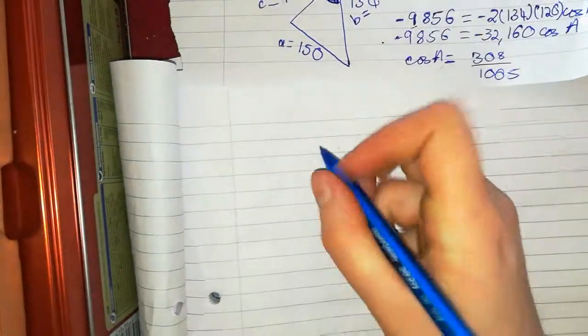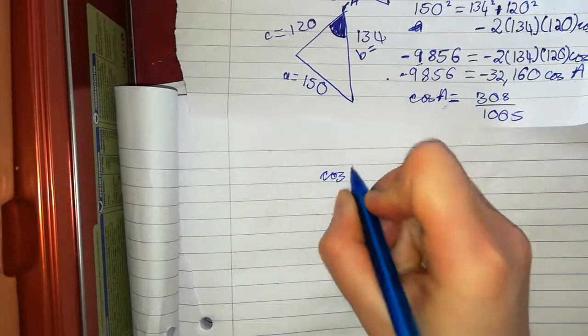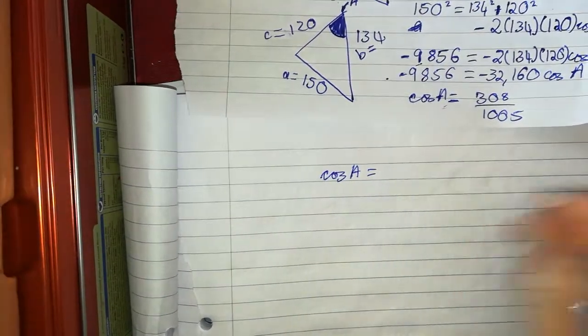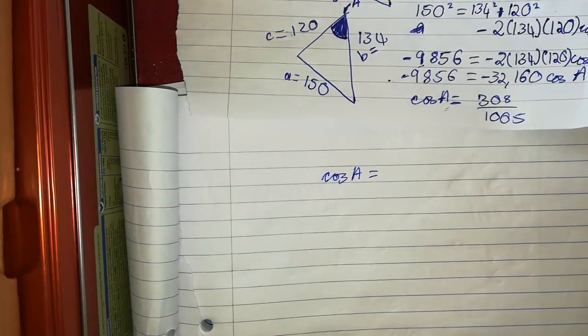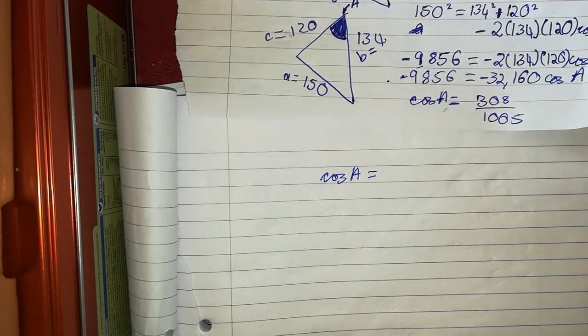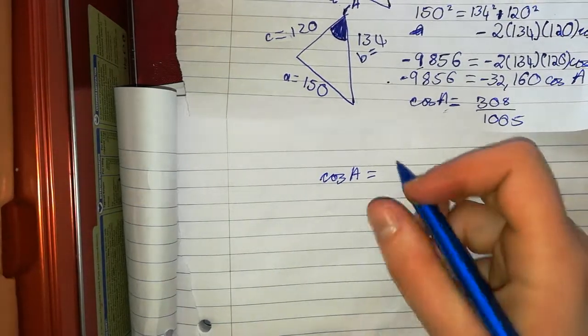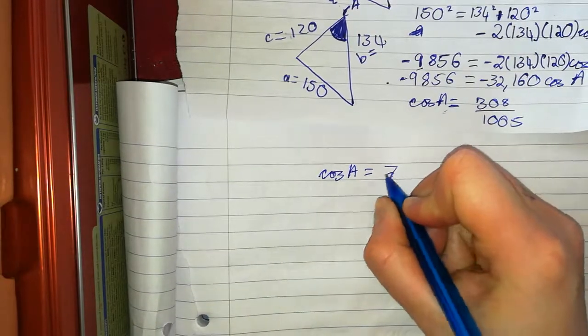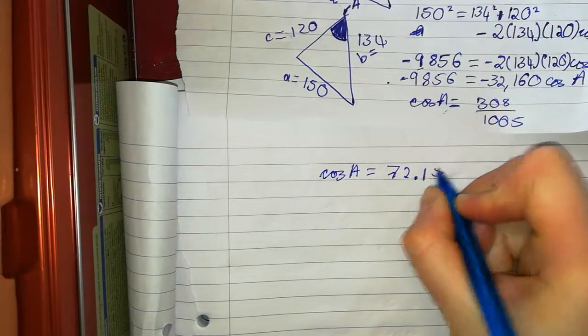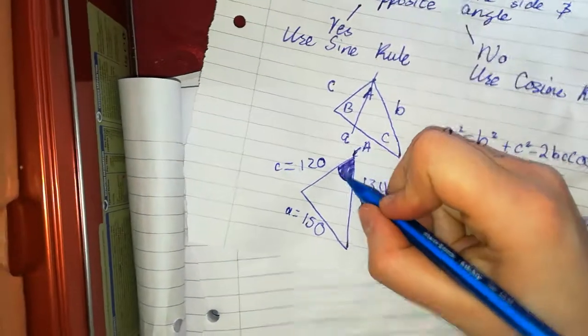So cos of my angle is equal to... so we're going to have to get cos inverse of that, so 308/005, so it's equal to 17.15 degrees. So that's this angle here.